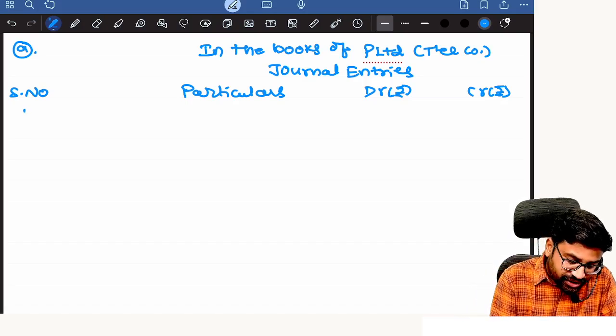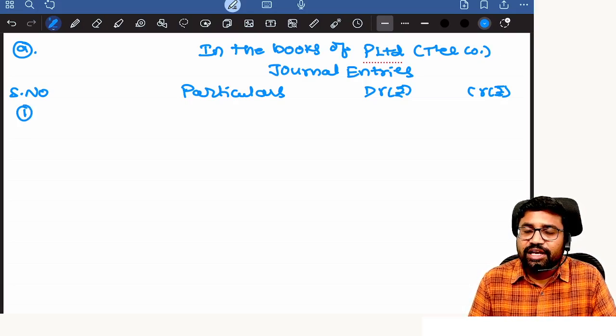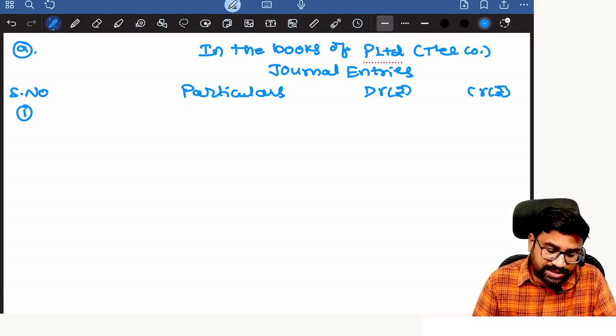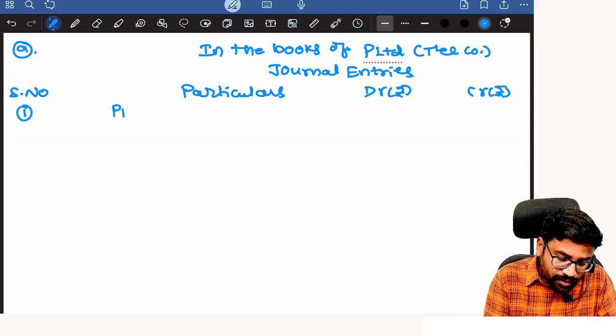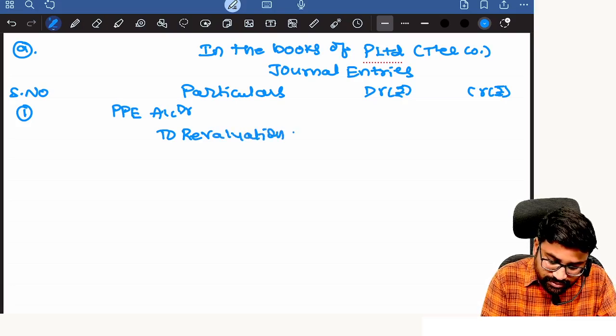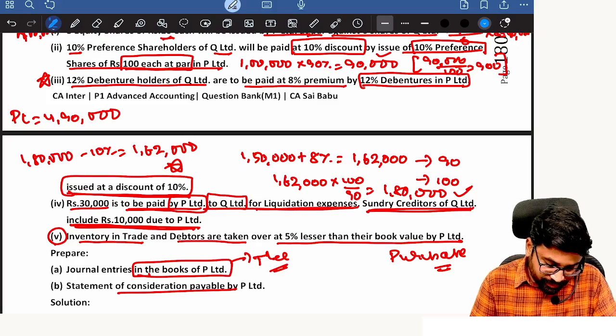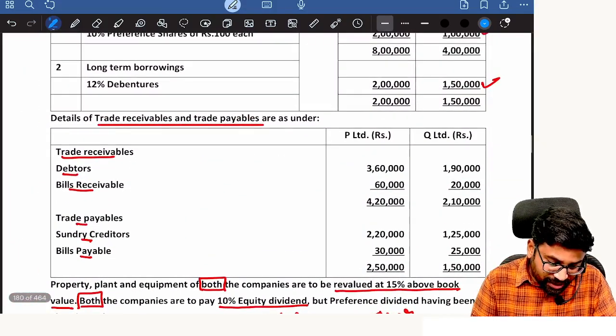So first entry, revaluation of assets. Sir, assets have been revalued by 15% above book value. That means assets have been increased. So when the asset value increases, what is the entry? PPE account debit to revaluation reserve account, 15% above the book value.